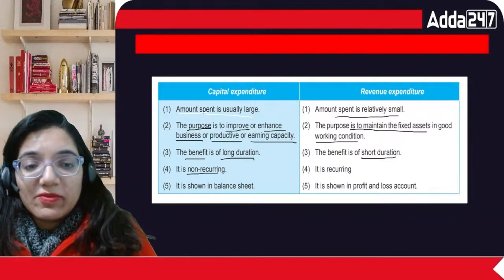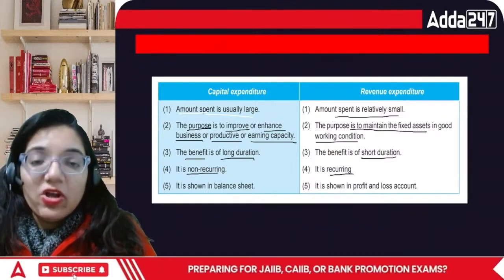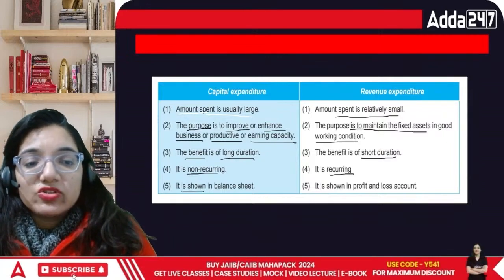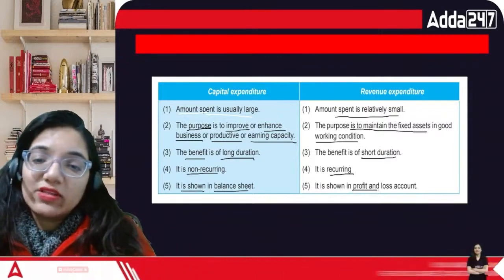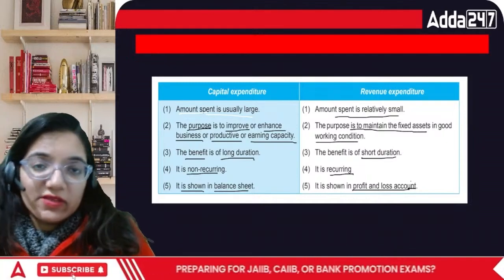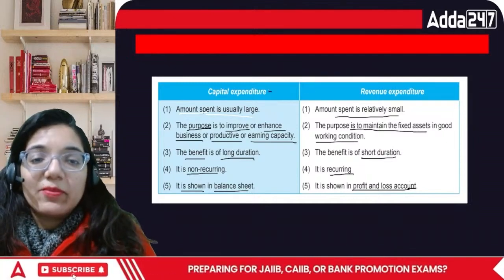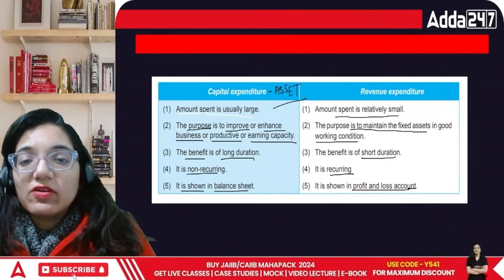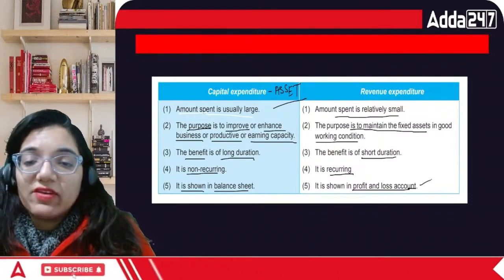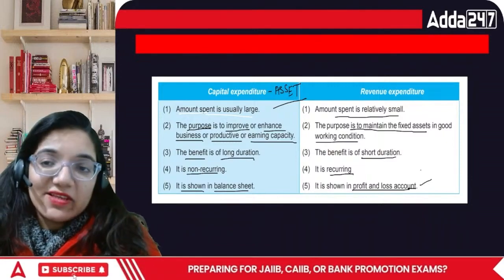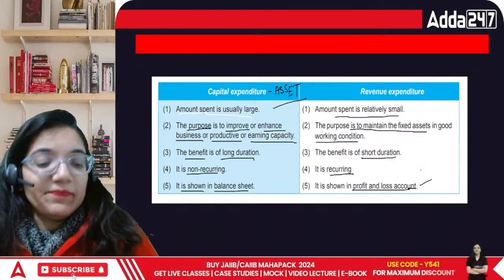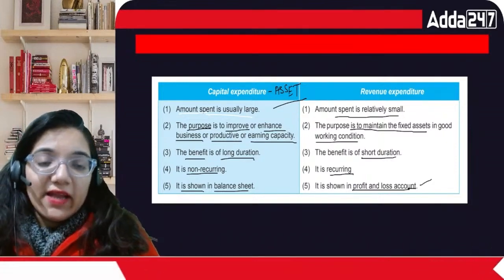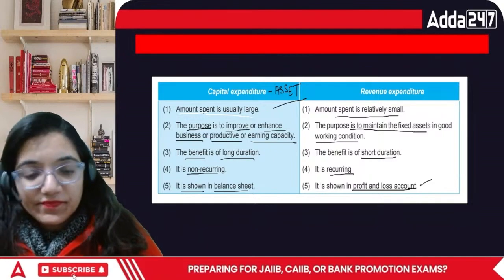Non-recurring means not done on a repeated basis, and recurring means which you do on a daily basis, repetitive in nature. It is shown in the balance sheet, it is shown in the profit and loss account. The difference is when you spend on a capital expenditure, you are building an asset. And when we talk about the revenue expenditure, we are just having a profit and loss account. Matlab, our profits are based upon this. So this is the total scenario regarding the area of capital and revenue expenditure.